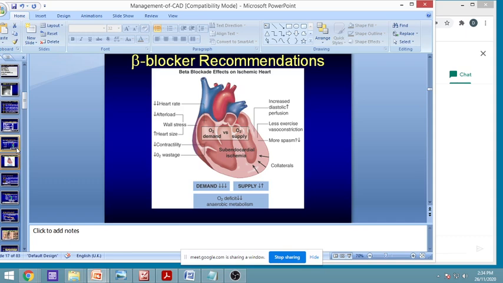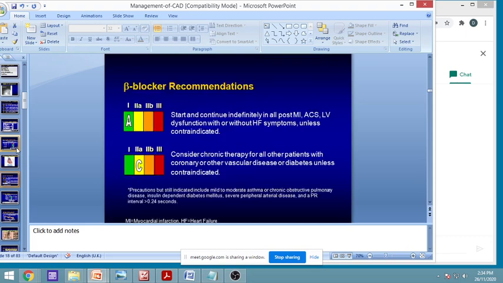It can also reduce the oxygen deficit, and it helps in the anaerobic metabolism, thereby improving the energy component. Therefore these beta blockers are useful. They are playing a very, very important role. Now what is the recommendation, what does it show?